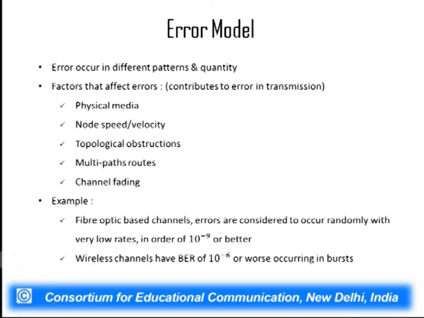Now, a very good survey has shown that in fiber optic based channels, the errors are considered to occur randomly with very low rates. The error rate is very low in the case of wired communication, we get it in the order of 10 to the power minus 9 or even better. So, when we are going for wired communication, we are hardly concerned about the type of error that can happen. Obviously, there are security issues and hacking and all those things, but inherently the error rate is very low. But what happens when we come to the wireless domain?